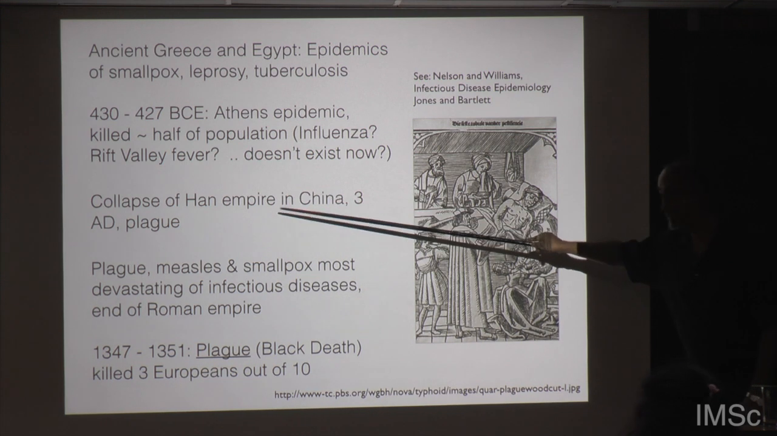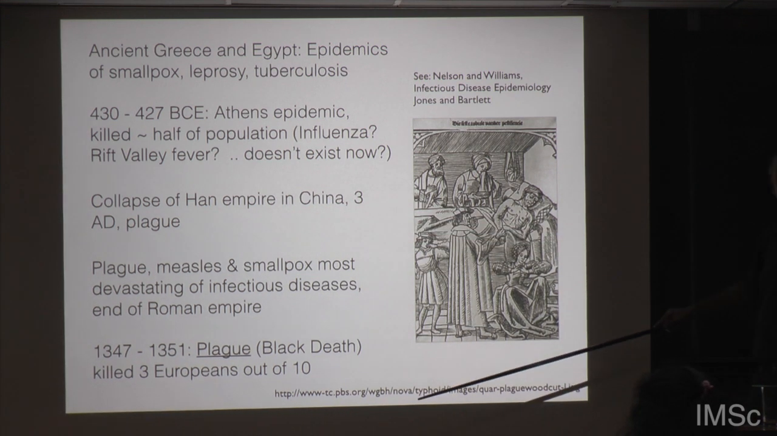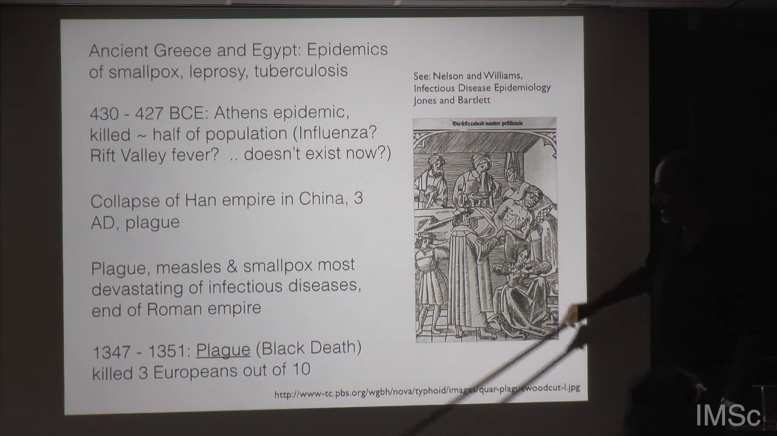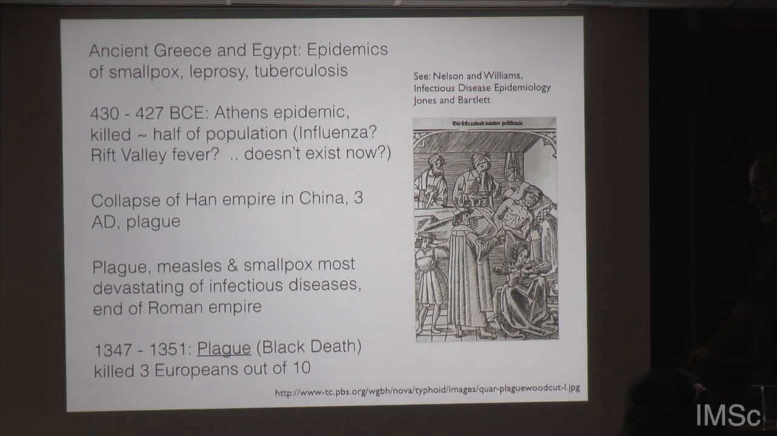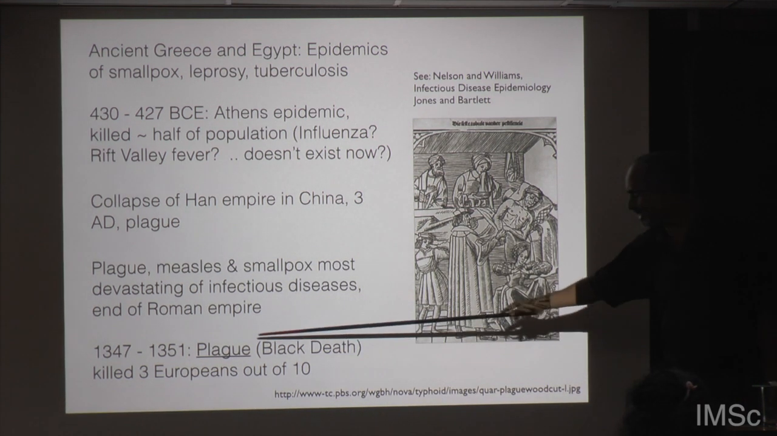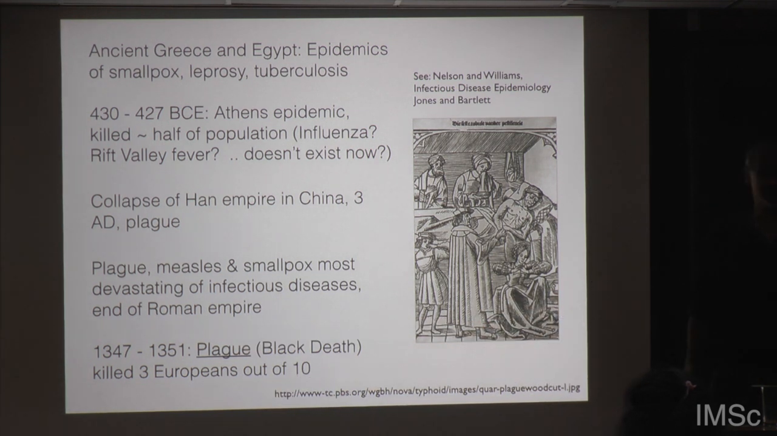Epidemics of disease can be enough to collapse whole empires. So the Han Empire in China in 3 AD may have collapsed due to plague and may have even led to the end of the Roman Empire. And remember the first picture that I showed you of the plague, which killed roughly 3 Europeans out of 10 and roughly 50% of people in Britain.